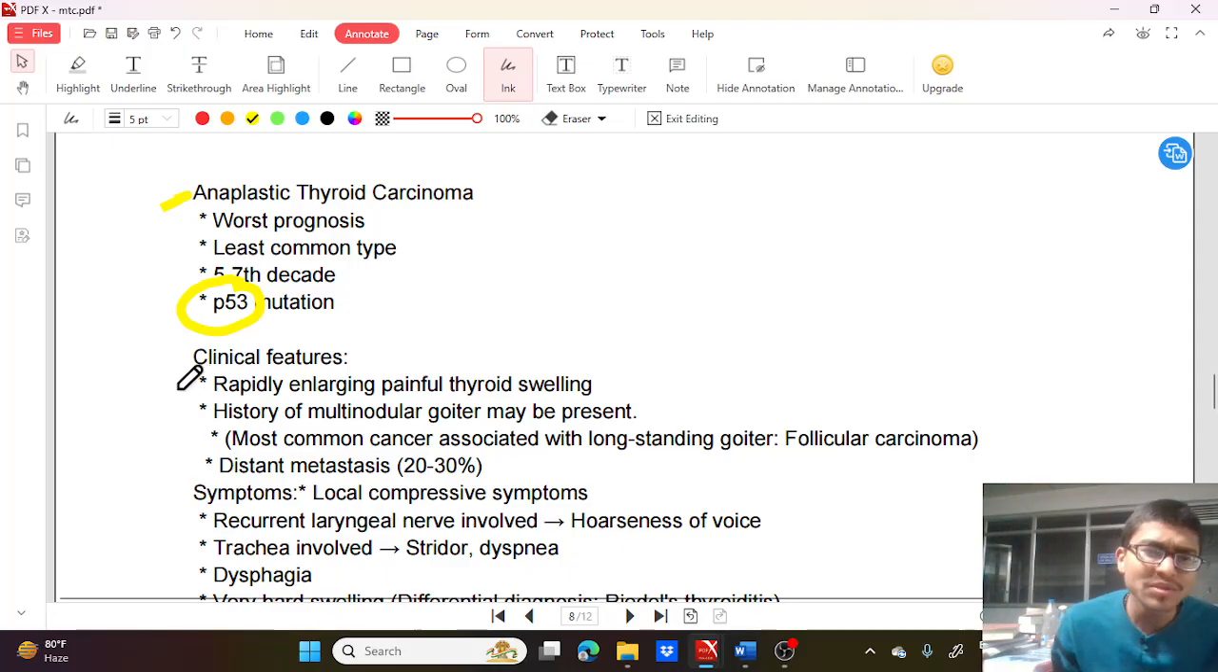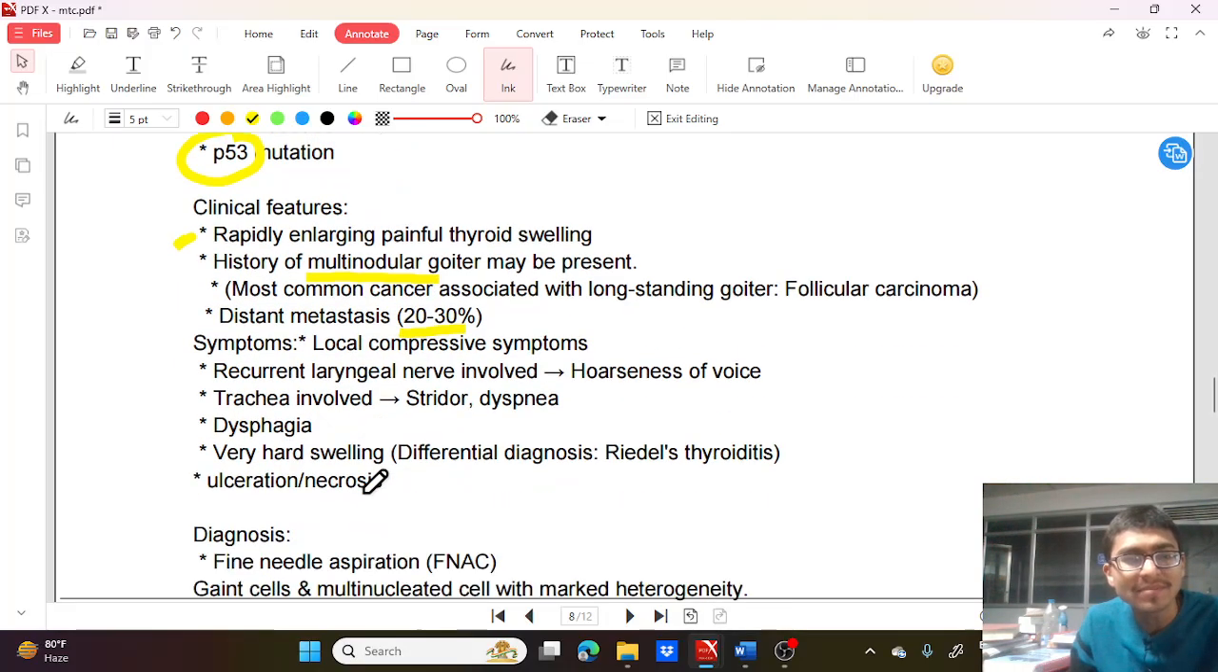Then coming to how these swellings present, they present with rapidly enlarging, painful swelling in the thyroid region, and there can be a past history of multinodular goiter also. So there will be a previous thyroid swelling which has recently started to enlarge rapidly and is painful. Distant metastasis here is seen in 20 to 30% of cases. So these are some of the clinical features.